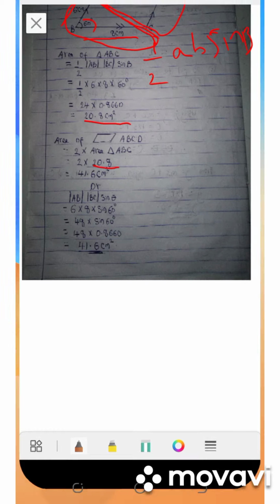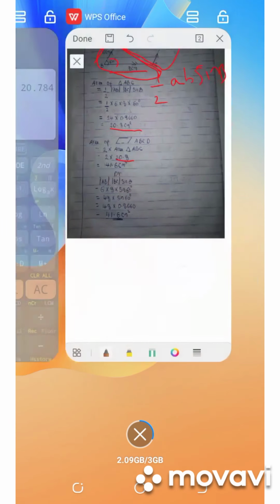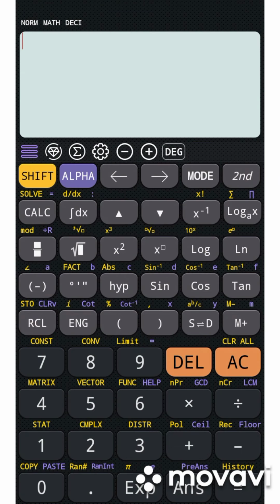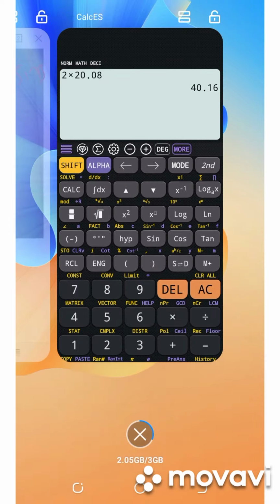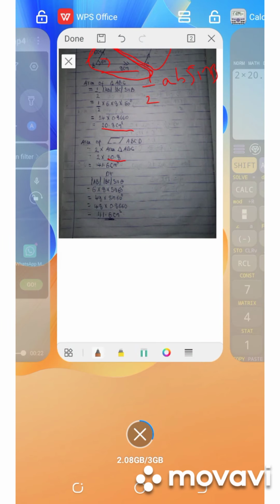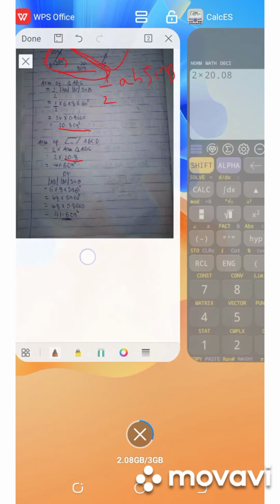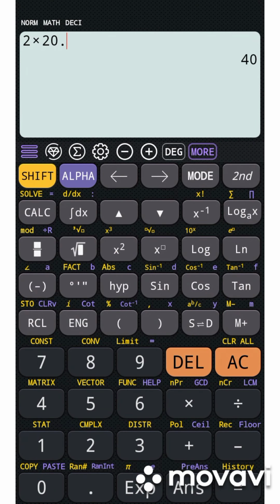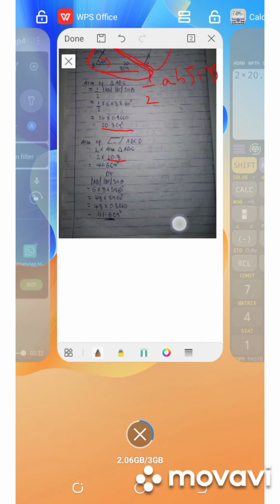20.8. Hope you're following, 2 times 20.8 is 41.6 cm square, which I had here.